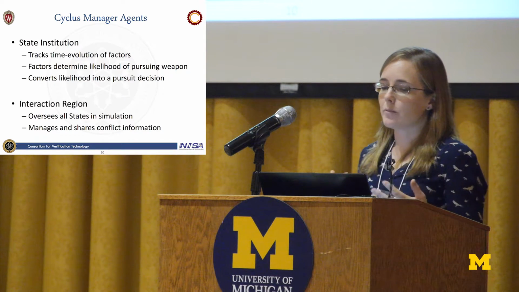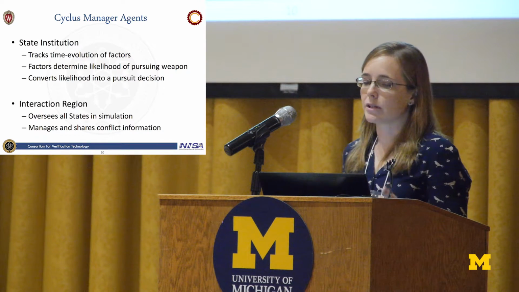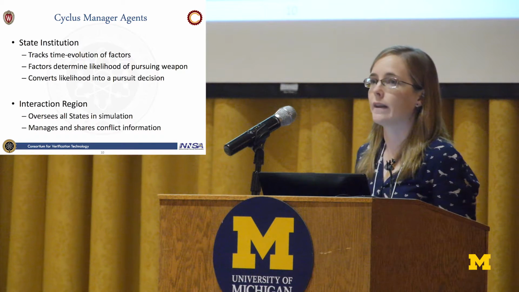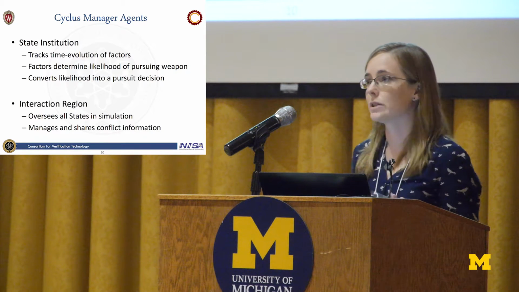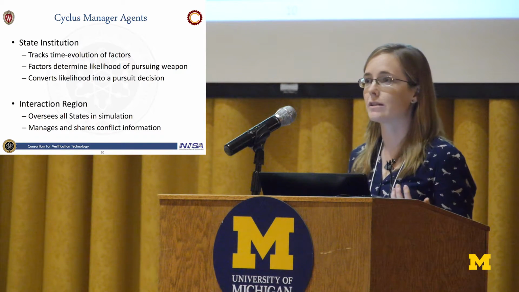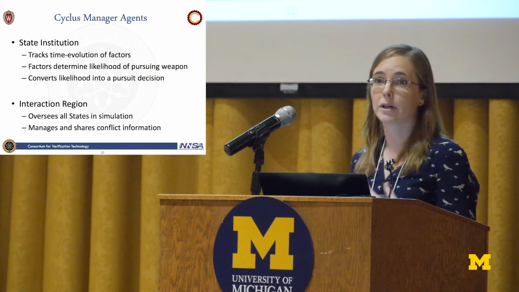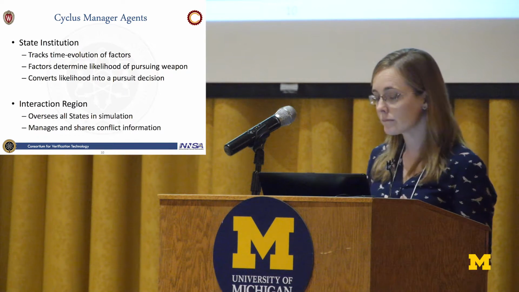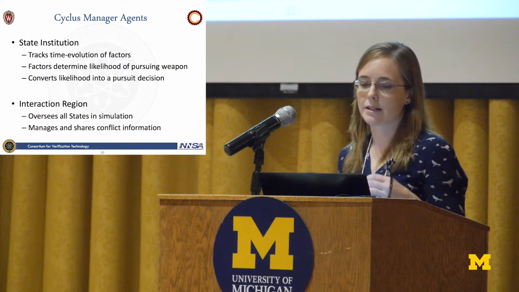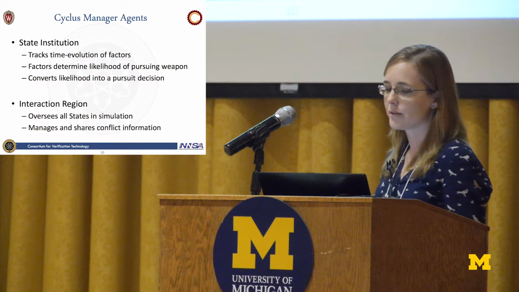Then once that calculation is done and we determine the likelihood that a state will proliferate on that time step, we have to convert it into an actual decision. If the state has a 10% chance of pursuing, are we at the time step where that 10% happens or not? Now, the other custom archetype I've created is the interaction region.